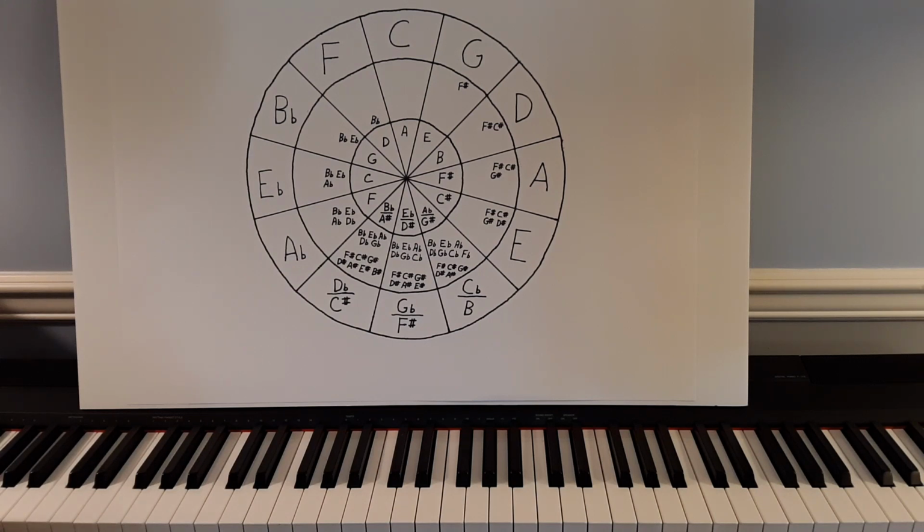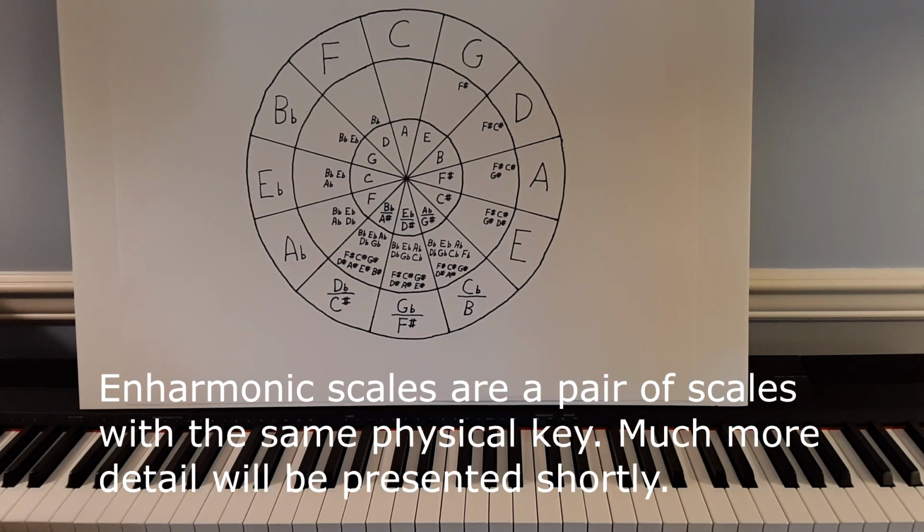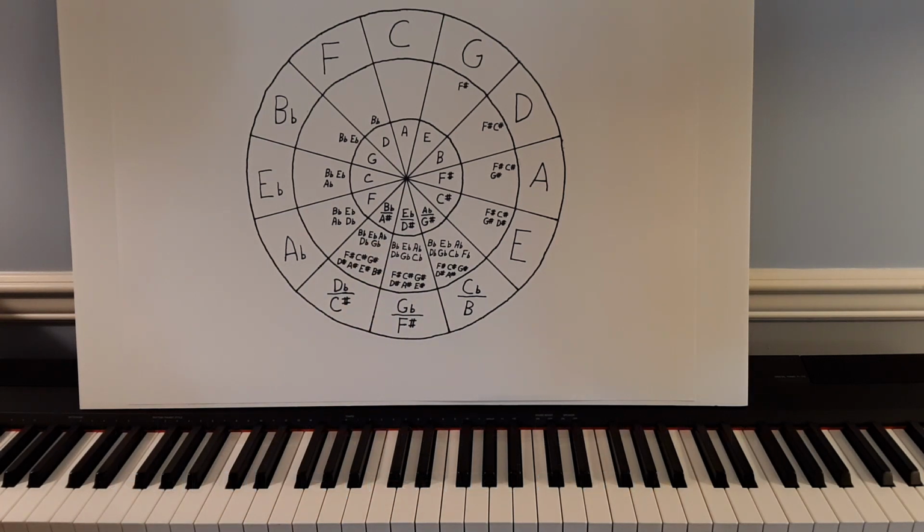Also, the lower part of each circle contains enharmonic keys or scales that will be discussed in more detail shortly. And that's these three pair of scales right here that are on the major circle, and three are on the minor circle. And I'll get into those and why we have them and what purpose they serve.